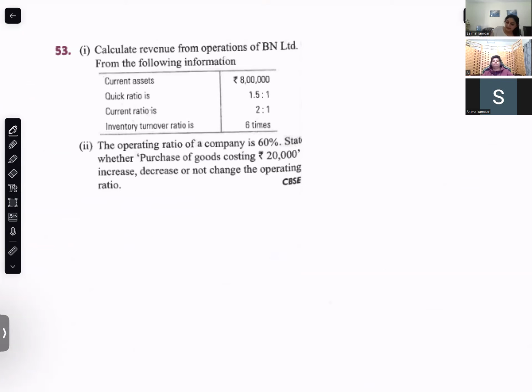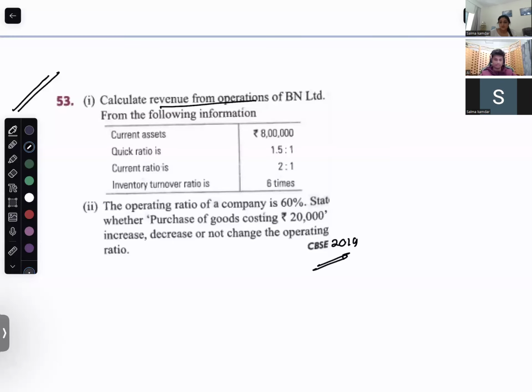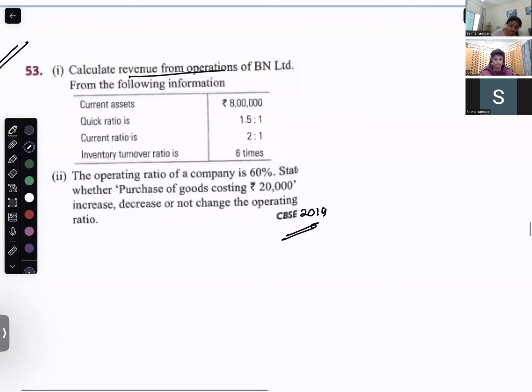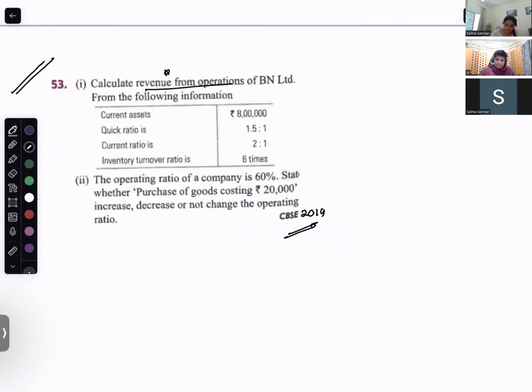You have to calculate the revenue from operations. What do you have to calculate? Revenue from operation. And this is a sum again of 2019. The question of your specimen paper 2019 and they want you to calculate revenue from operations. Are you with me? Okay, fine.